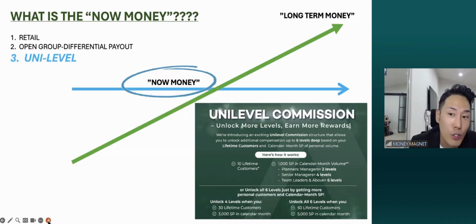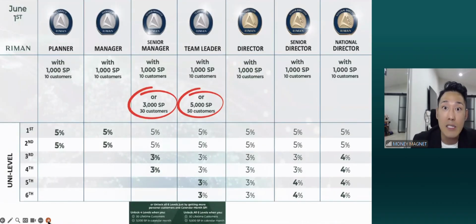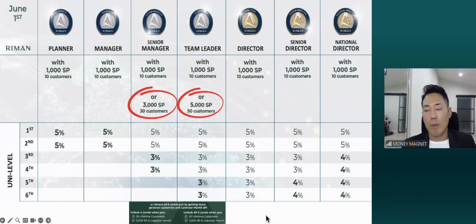But did you know RIMAN created a cheat sheet for you guys? Man, talk about not leaving any money on the table, right? So think of it like this, right? This is one of the most compelling power plans that I've ever seen. It's a power play in a comp plan, right?